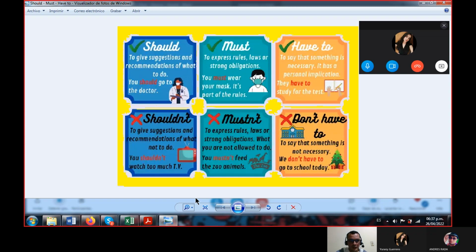As for shouldn't, it is the same, to give suggestions and recommendations, but they are not obligatory. You shouldn't watch too much TV. With mustn't, to express rules, laws, or a strong obligation. For example, you mustn't feed the zoo animals.